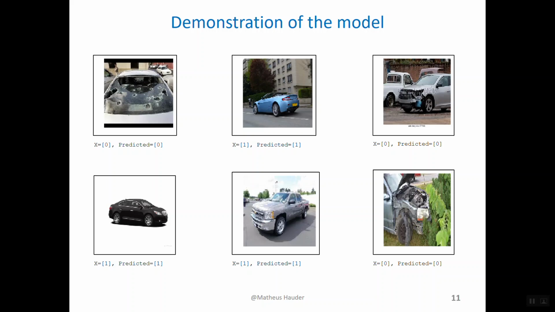The slide shows some examples of successfully classified images. So you can see whole car images that are predicted as 1 and images of cars with a damage predicted as 0. This worked quite nicely, and the model is able to predict whether the car has a damage or not.